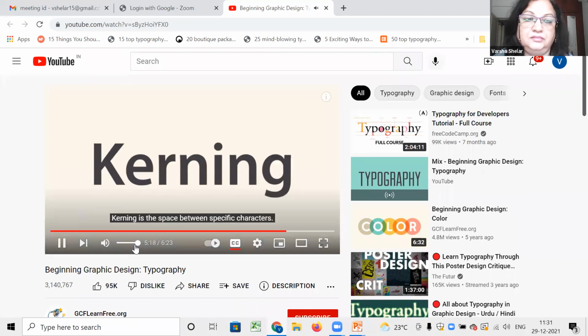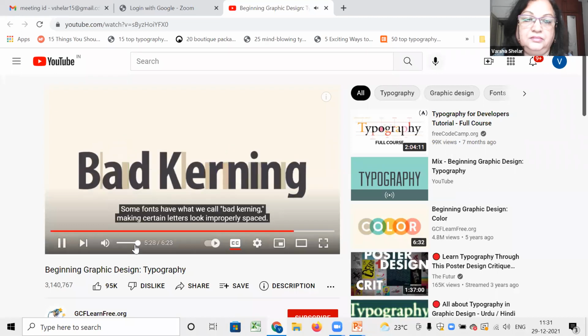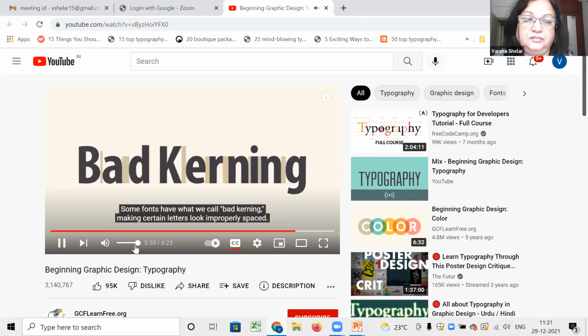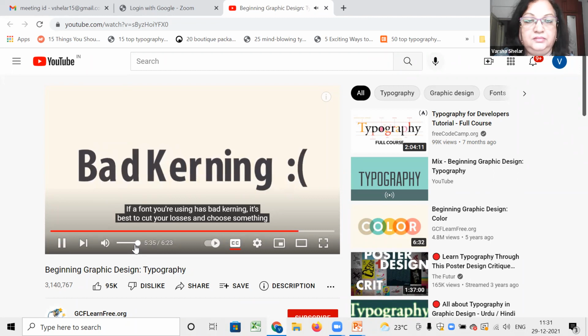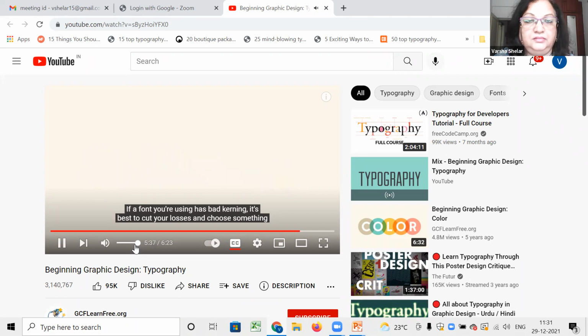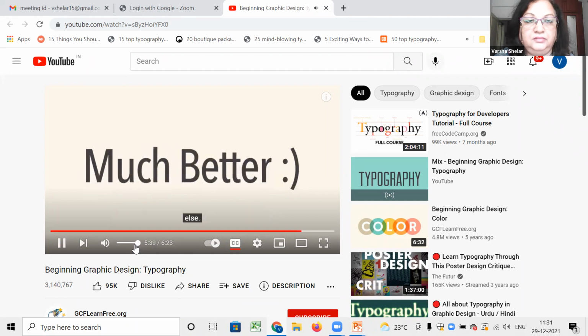Kerning is the space between specific characters. Unlike tracking, it varies over the course of the word because each letter fits together differently. Some fonts have what we call bad kerning, making certain letters look improperly spaced. If a font you're using has bad kerning, it's best to cut your losses and choose something else.